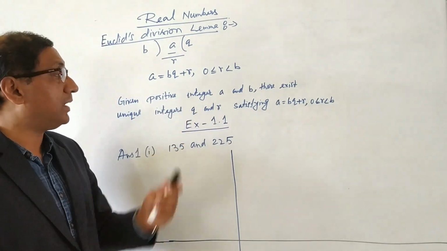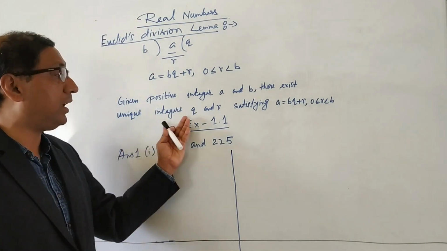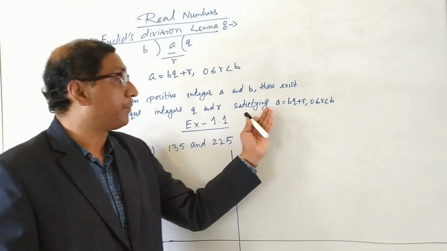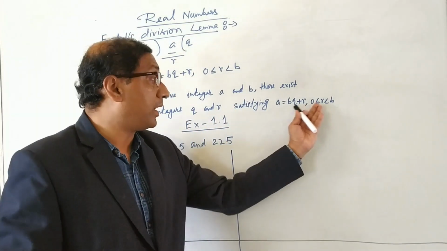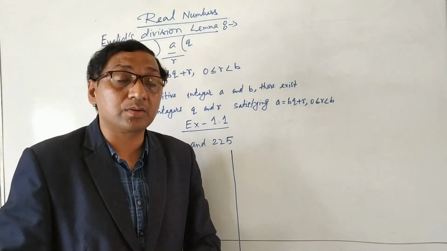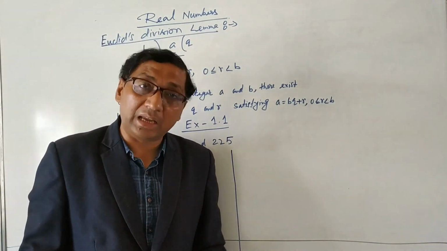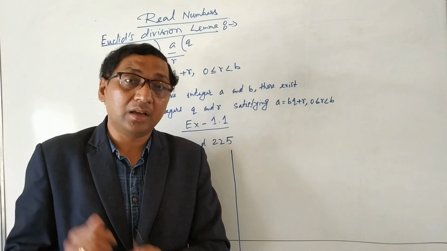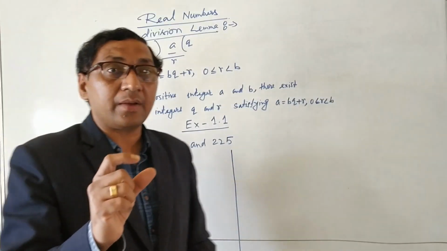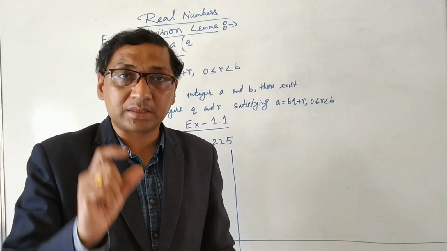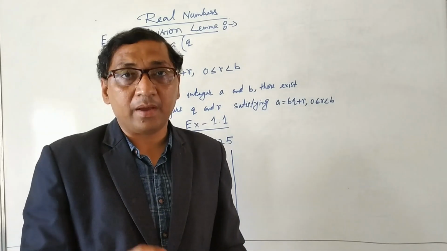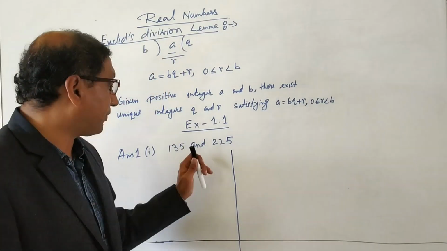So given positive integers a and b, there exist unique integers q and r satisfying a equals bq plus r, where r is greater than or equal to 0 and less than b. This is called Euclid's division lemma. Now using this Euclid division lemma and some steps, we can find the HCF between two numbers. That we have to find.